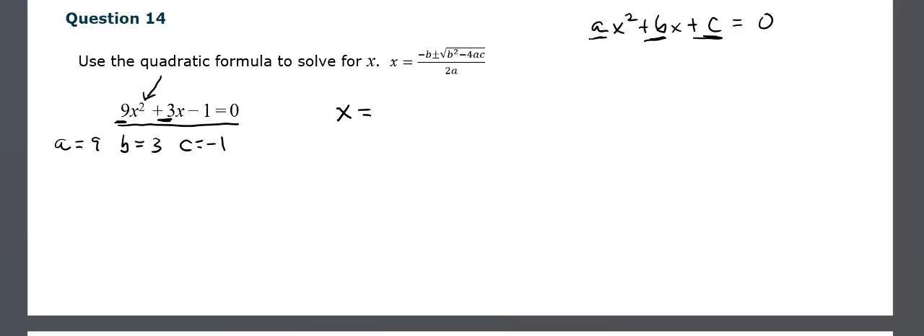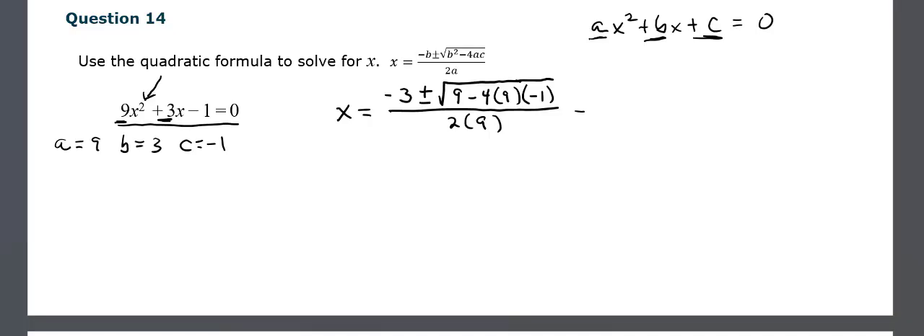So x equals the opposite of b. So since b is positive 3, the opposite is negative 3. Plus or minus, because we have those two solutions, the square root of b squared. So b is 3. 3 times 3 is 9. Minus 4 times a, which is 9, times c, which is negative 1. And that's all over 2a, or in this case, 2 times 9.